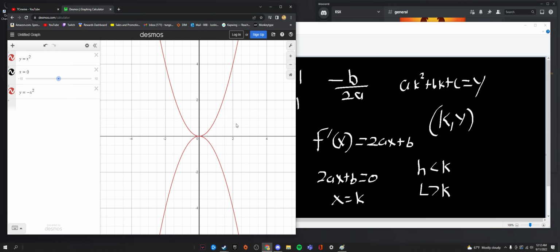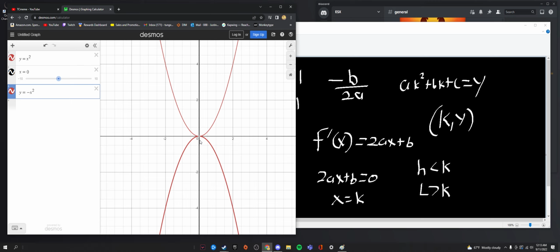If you plug in a value that's less than k, and it's positive, and then you plug in a value greater than k, and it ends up being negative, that means it's a maximum point. Yeah, it means it's a maximum point. That was confusing. That's my bad.